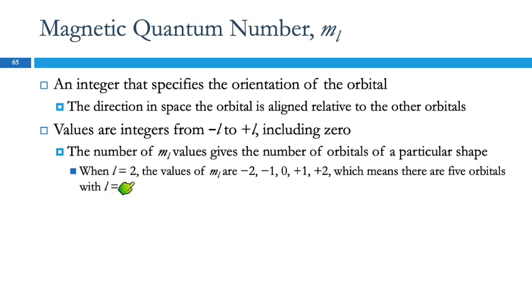So if l is equal to 2, then m sub l can go from negative l to positive l. So negative 2 to positive 2, including 0. So minus 2, minus 1, 0, plus 1, plus 2. So those are describing orbitals, and there's five orbitals with l equals 2.